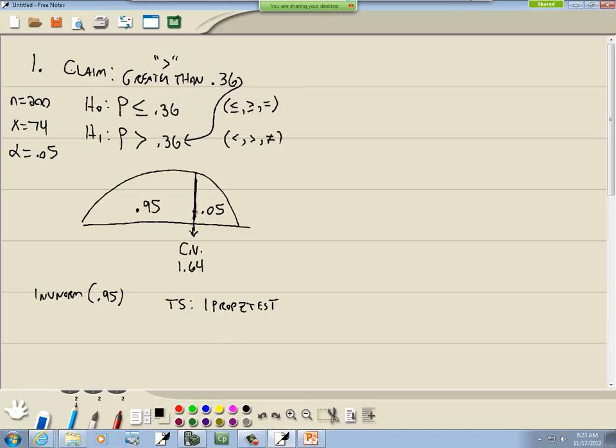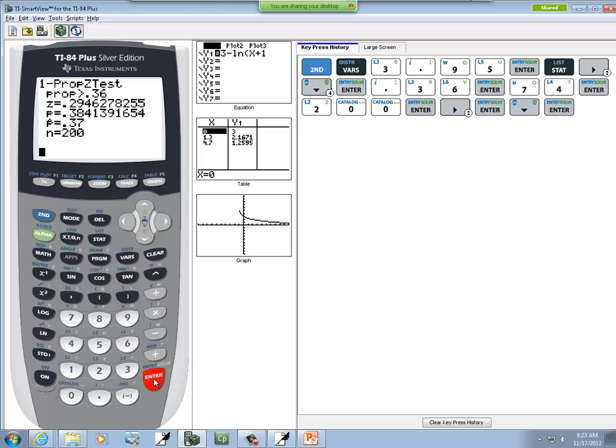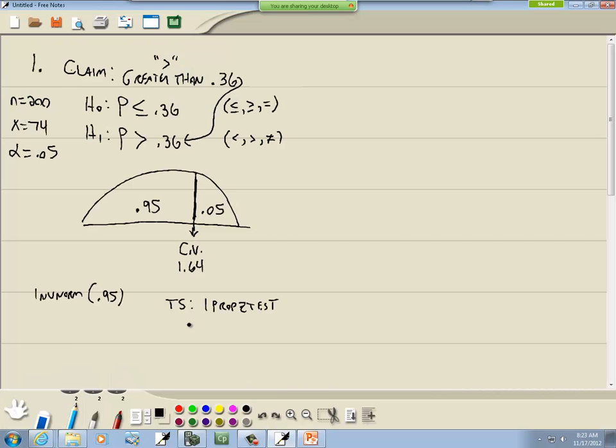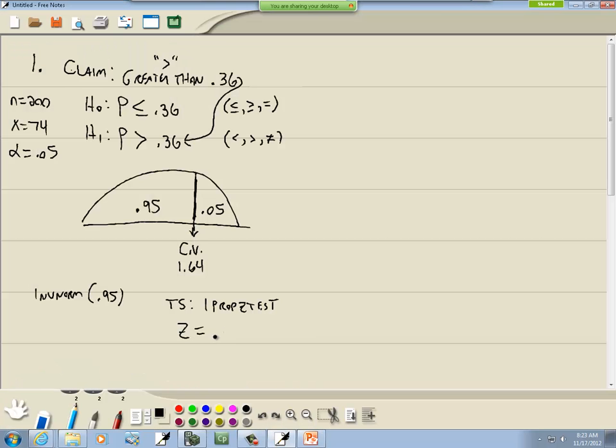The symbol off of H1 is a greater than, so I'm going to right arrow over, put my flashing cursor on the greater than, and press enter. Mine's already highlighted, but if yours wasn't, then I would select it. And now down arrow to calculate, and press enter. Now when you're using a one prop Z test, your test statistic is Z equals value. So we've got Z is equal to 0.29.